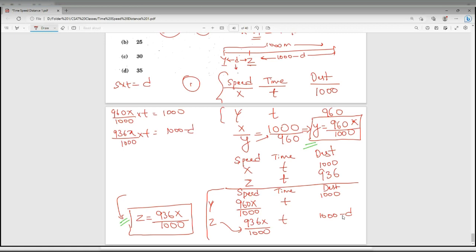So what we'll be doing is we'll be dividing these two equations. So when we divide this, we can cancel this x, 1000, t, 1000 t. So we would get 960 divided by 936 is equal to 1000 by 1000 minus d. I hope you have understood till here. And then we can simplify this.